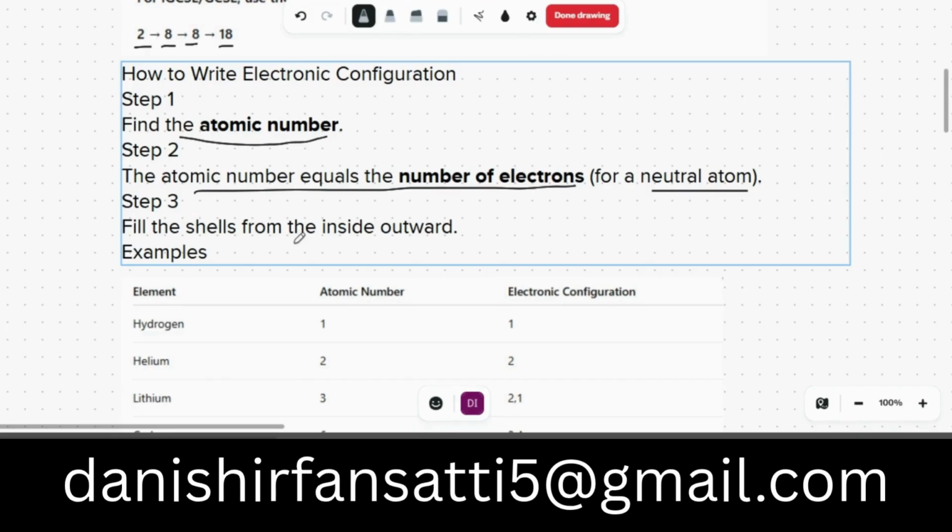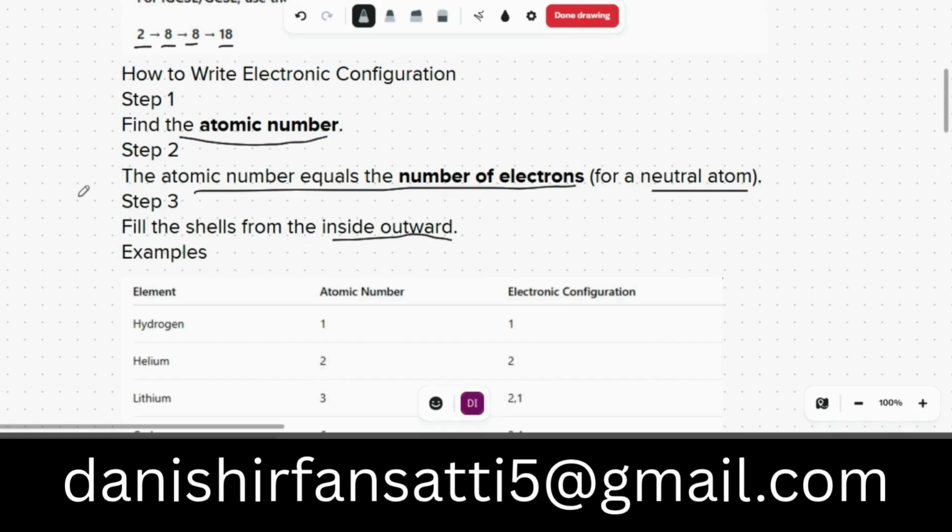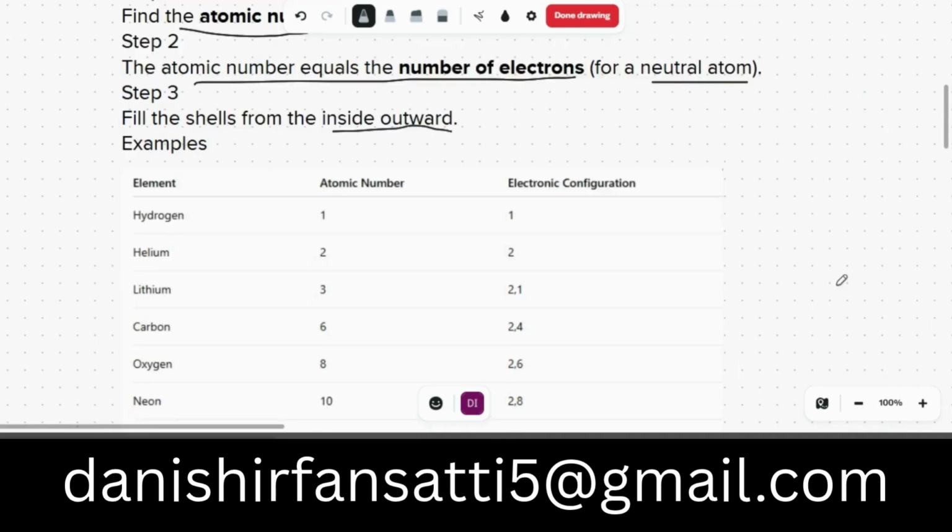Fill the shells from inside out. For example, if we have 10 electrons, we will start from the first shell that can only contain 2 electrons. After that, we will move to the next shell which can contain 8 electrons. For example, hydrogen has atomic number 1, which means it has 1 electron. Helium has atomic number 2, so it has 2 electrons. So the first shell is now complete.